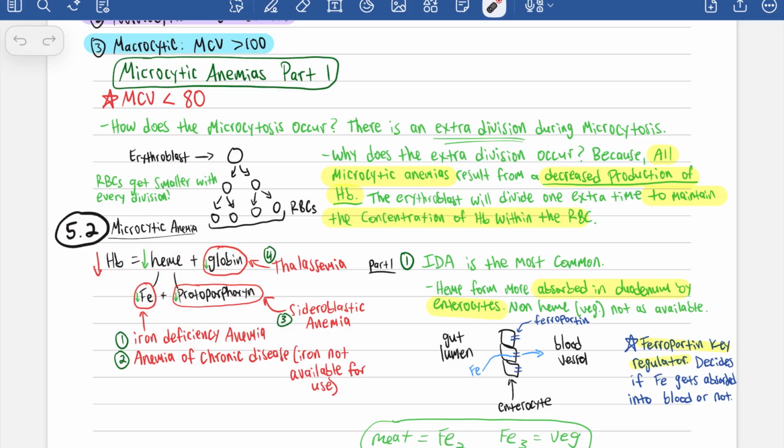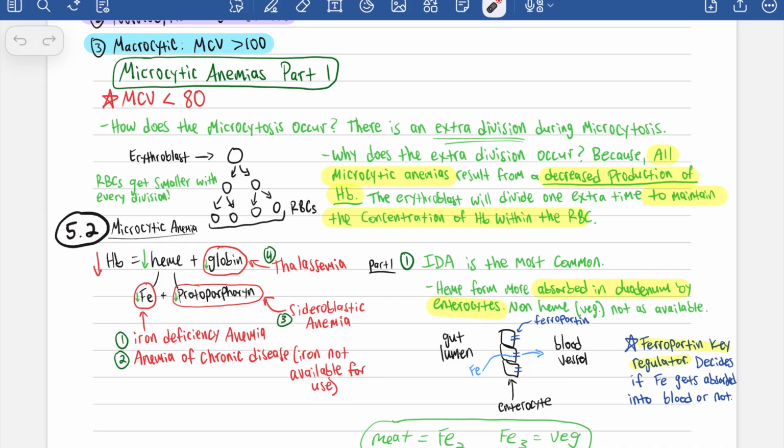If we don't have enough heme to combine with the globin, our hemoglobin is going to go down. If we don't have enough iron to bind with protoporphyrin to make heme, thus we have less heme, and we can't make as much hemoglobin, etc. So you can see how anything affecting the levels of any of these different molecules is going to reduce our hemoglobin and cause an anemia.